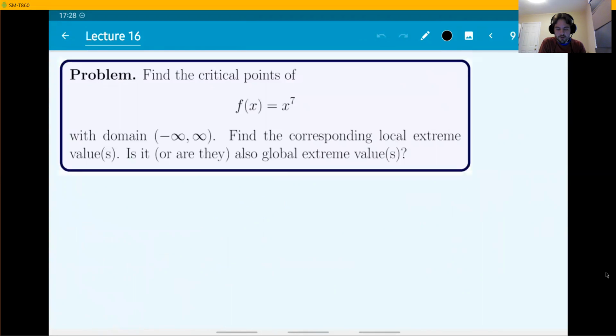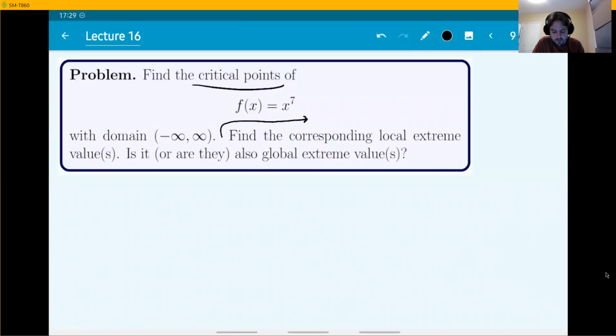I'm just going to do one more today, which is very similar. Find the critical points of, now the function is x to the 7. The domain is all real numbers. Find the corresponding local extreme values. I should add something to this. I should say if it is actually a local extreme point. So that question should be in here.